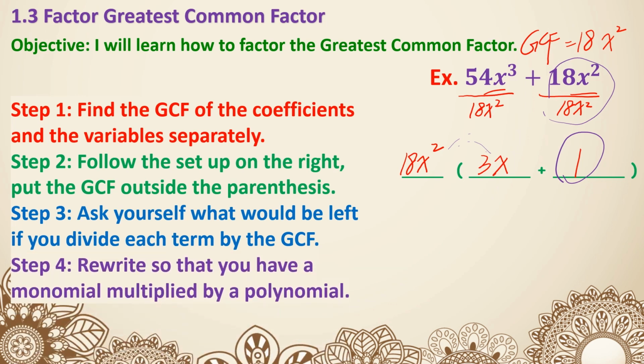Step 4, rewrite so that you have a monomial multiplied by a polynomial. In this case, that's already what we have. Sometimes you might want to put into standard form. That's about the only thing.